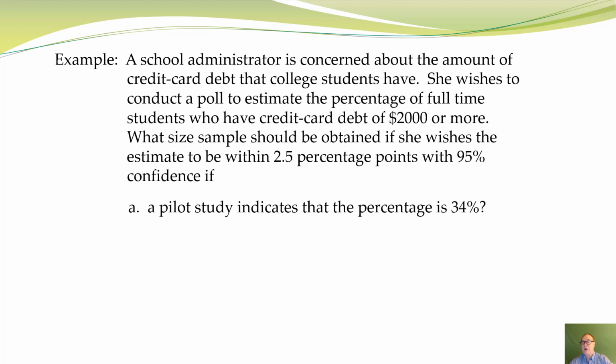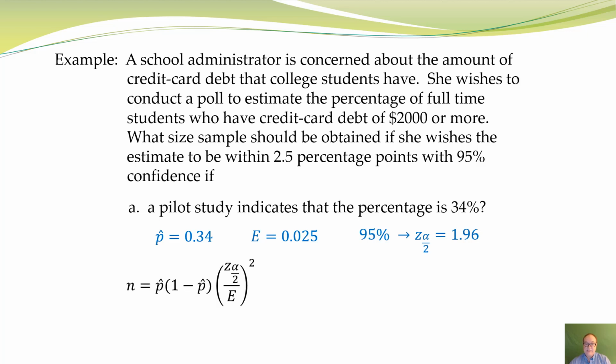So in this case, there was a pilot study. So we need to gather the correct information from the problem. First, we need to know what p-hat is. Well, in this case, p-hat is 0.34. That's from a previous study. The margin of error is 2.5 percentage points, but 2.5 percentage points as a decimal is 0.025, and you have to put E in the formula as a decimal. And 95% tells you the critical value is 1.96 using the table at the bottom of table 5.